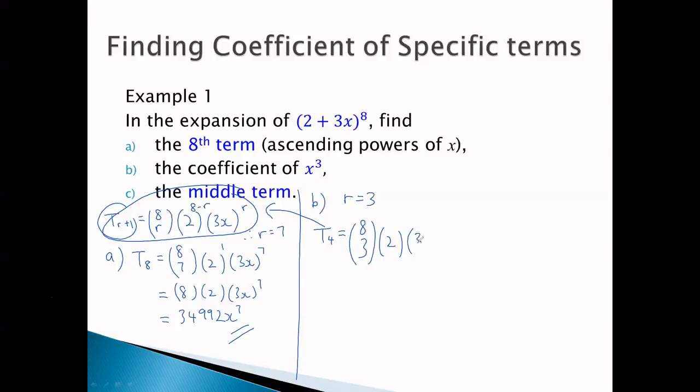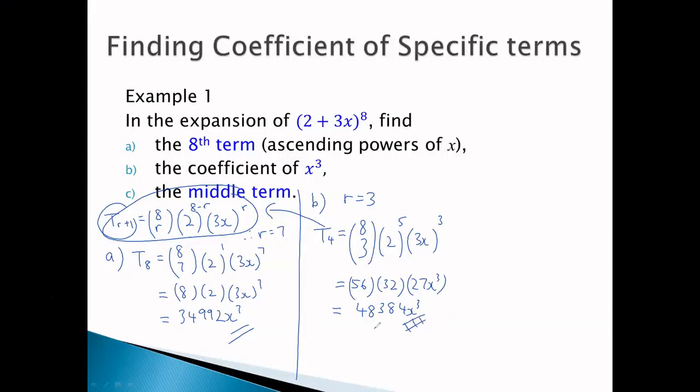2, 3x. So this 3 comes up to the power of the second term, and 8 minus 3 is 5. So 8 choose 3 is 56. 2 to the power 5 is 32. And this is 27x cubed, right? So let's simplify this. 56 times 32 times 27. I get 48384 x cubed. There you go.